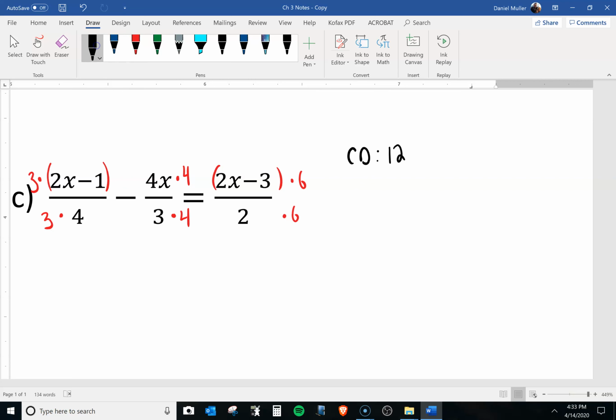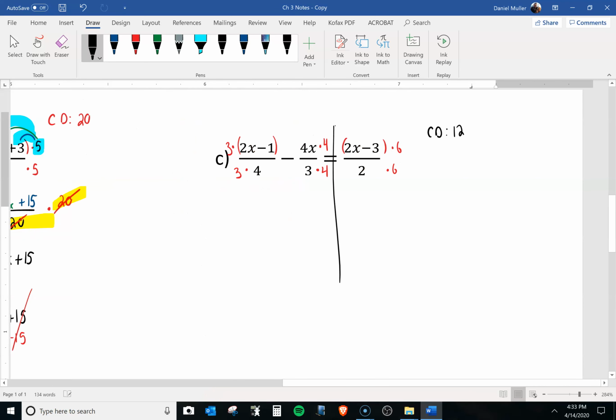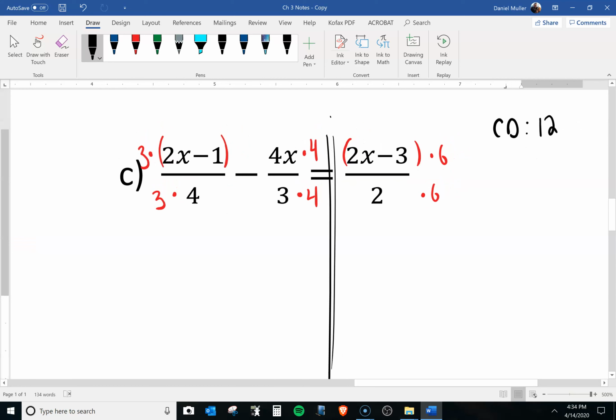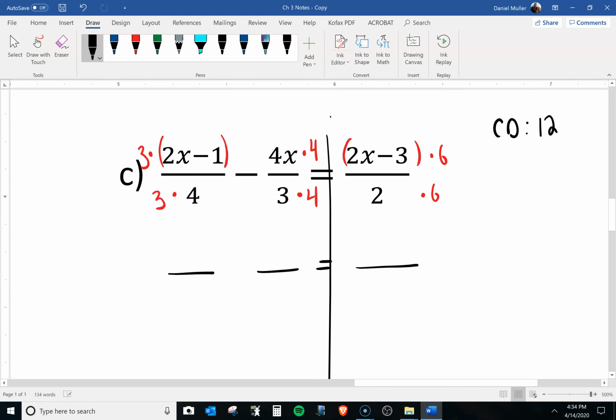So what do we do here? Well, I'm going to put this line just to help me to figure out what's the left side and what's the right side. Whoops, there we go. And I'm going to put the equal sign, so equals. Actually, I'll start by doing this. I'll make a bunch of fraction symbols, and all the bottoms are 12. 3 times 4 is 12, 3 times 4 is 12, 2 times 6 is 12.